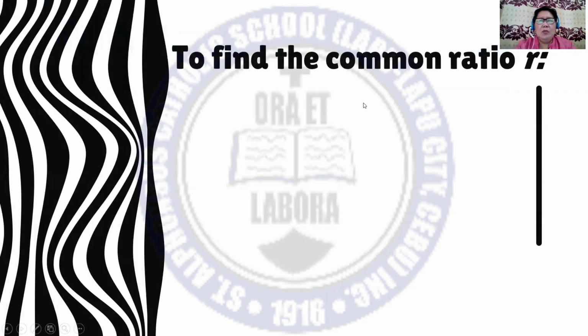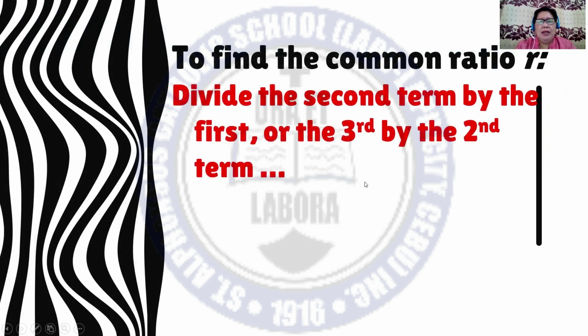Now, to find the common ratio or the R, all we have to do is to divide the second term by the first term, or the third term by the second term, and so on. So this is the formula. R is equal to A sub n over A sub n minus 1. Supposing our n is 2, so 2 minus 1 is 1. So we have A sub 2 over A sub 1.